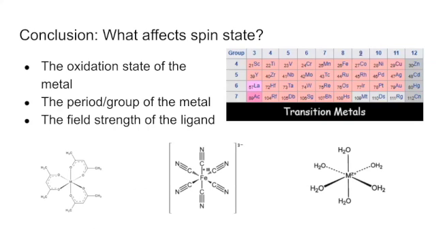Okay, so what affects spin state? The oxidation state of the metal, the period and group of the metal, and the field strength of the ligand.